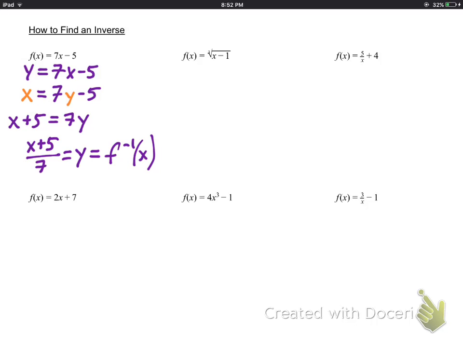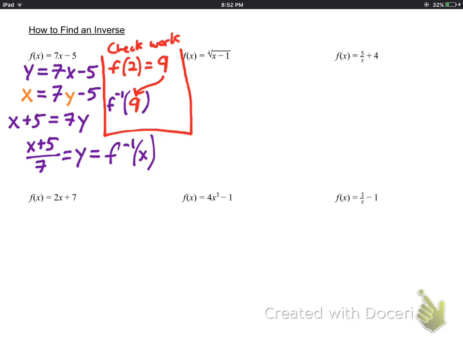One little thing about this is we can use our input-output switcher to check our work here, okay? So when checking my work, let's say pick any number, 2 is usually a good number to pick. We'll plug that into f, okay? So it's 7 times 2 minus 5, you get 9. You then take that output and plug that into the inverse, the function we just found, x plus 5 over 7, okay?